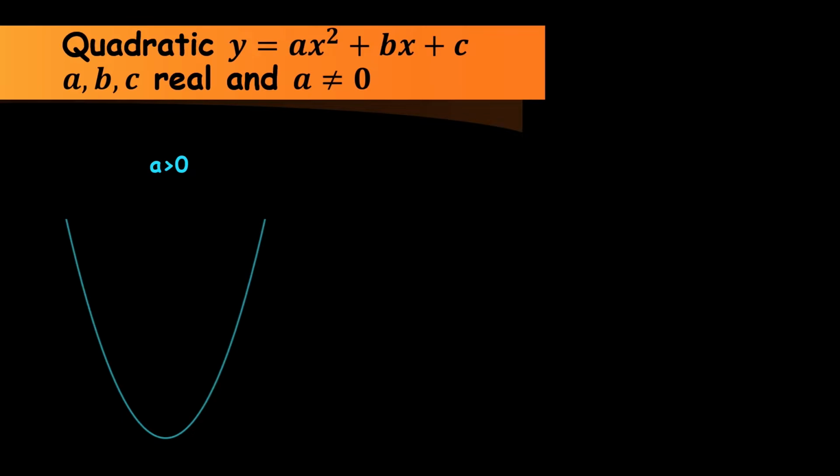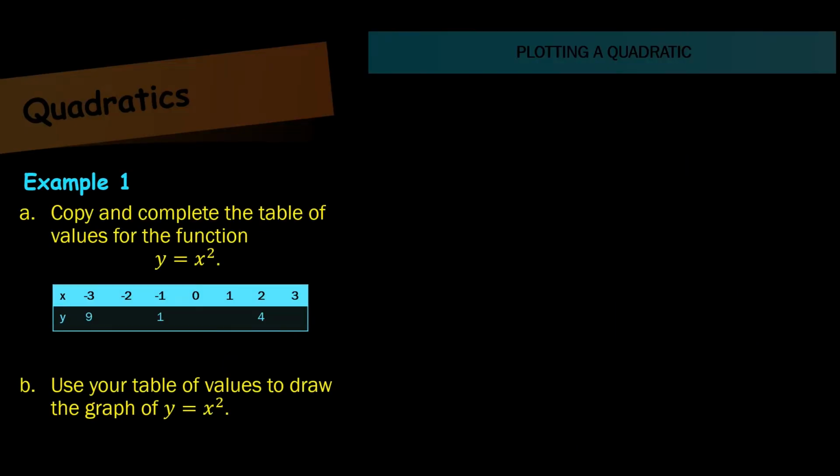A quadratic will either look like this for a greater than 0 or like this for a less than 0. We will begin by plotting a quadratic. Pause the video and have a go at the example on your screen. Press play when you're ready to view the solutions.